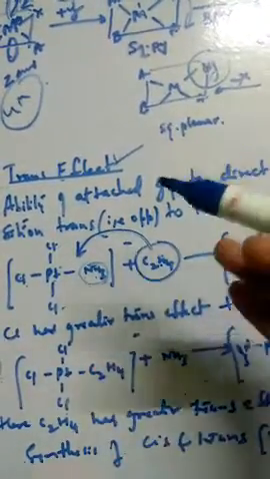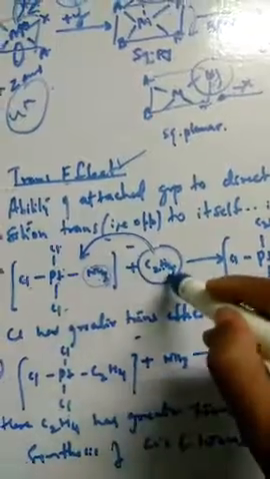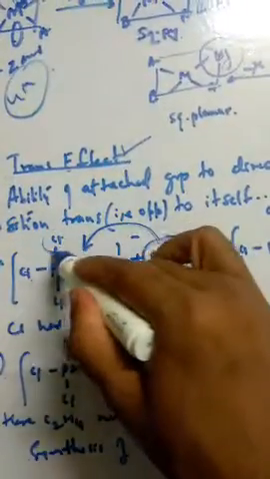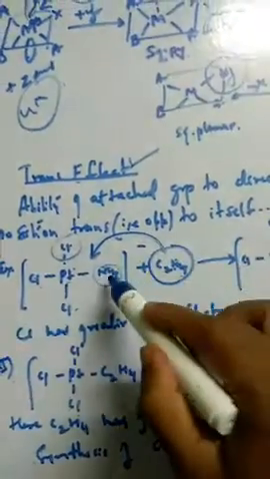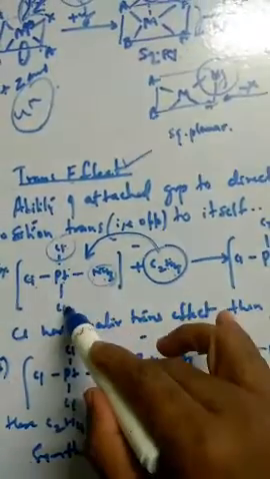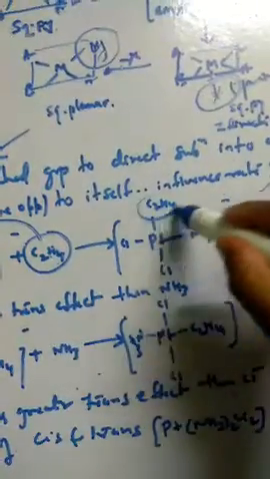So the ligand that has the greater trans effect will direct the incoming ligand to be placed opposite to itself. According to the order, chloride has a higher trans effect than NH3. So that's why Cl will direct the incoming ligand to be placed opposite to it rather than NH3. Now you can see here, this alkene C2H4 is attached trans to the Cl.